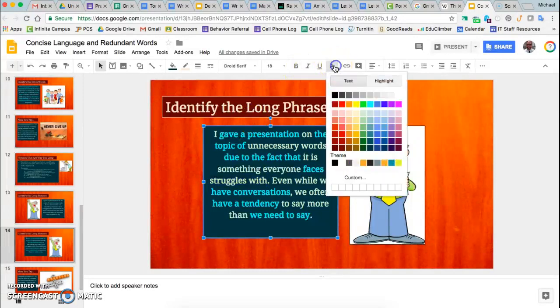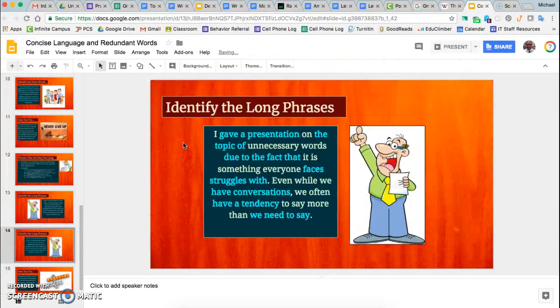And this whole thing should actually be in blue. "It is something everyone faces" would be sufficient, or "everyone struggles with" would be fine. "Even while we have conversations," so even while we talk, "we often tend to say more than we need to say." "More than we need" would be plenty. So I could change all of this to say, I presented on unnecessary words because it is something everyone struggles with. Even while we talk, we often tend to say more than we need. It says the exact same thing, just with shorter phrases in here.